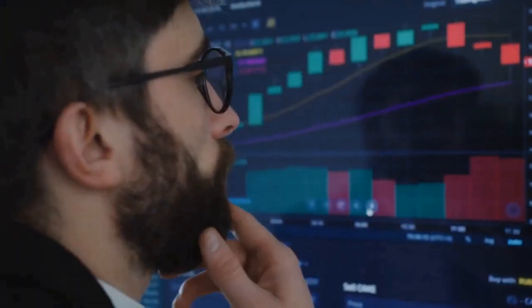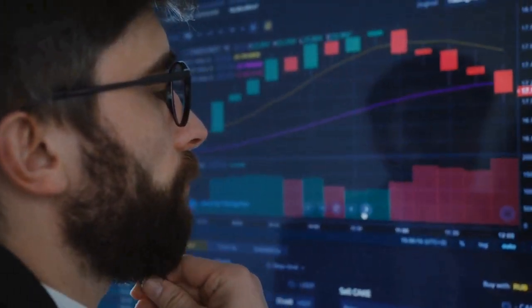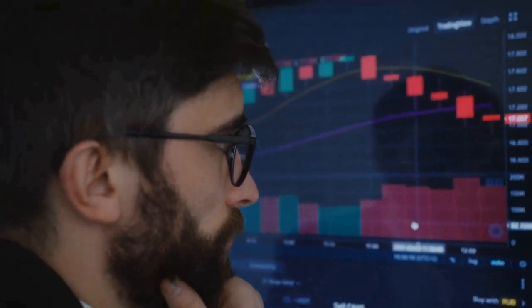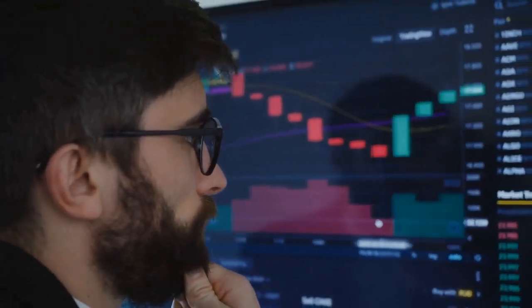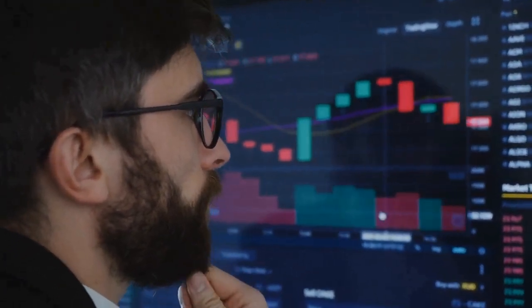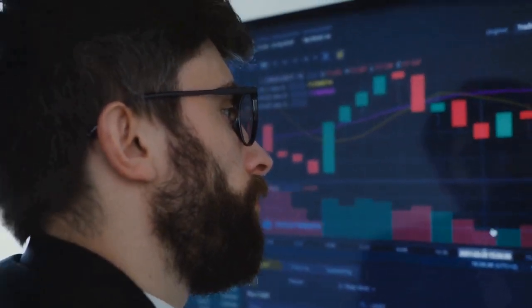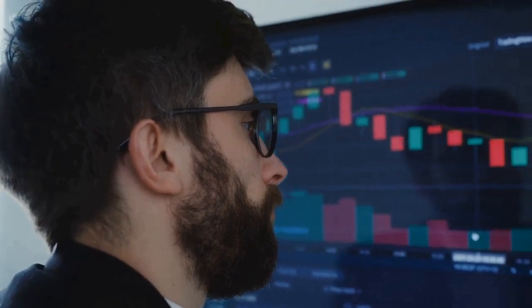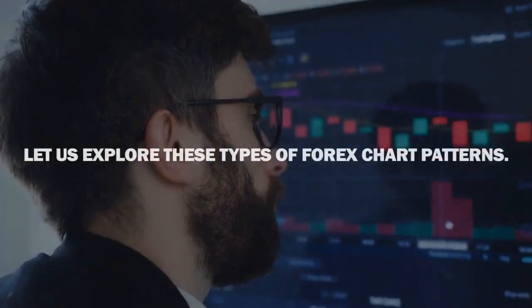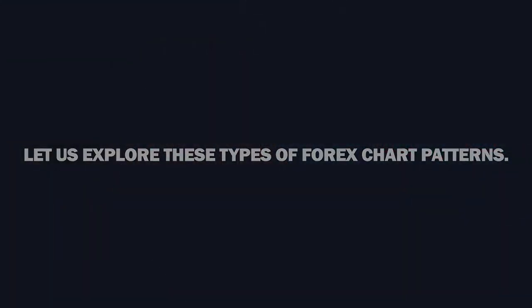Of course, there is no tool that can tell you with 100% certainty what is going to happen in any market. As traders, we try to identify hints that, when aligned, show us potential market directions. When clear forex trading patterns arise, they are accurate more often than not, but they can also fail. So, trade responsibly and use risk management tools. Let us explore these types of forex chart patterns.